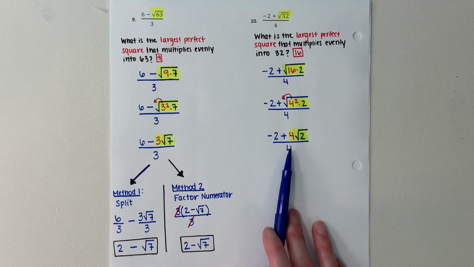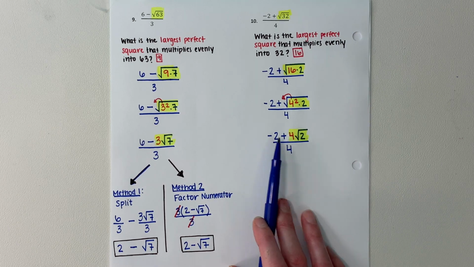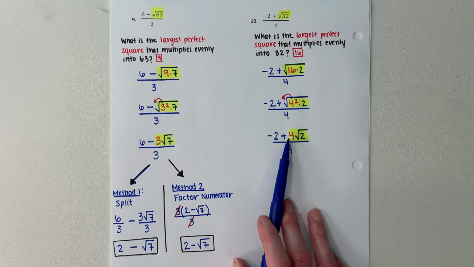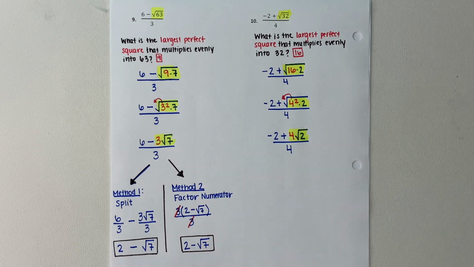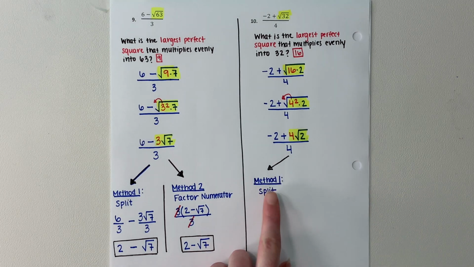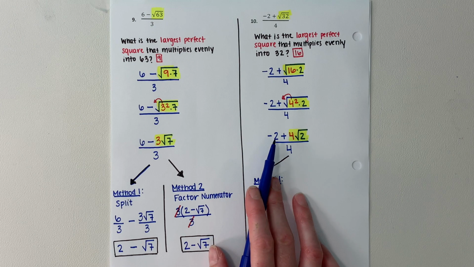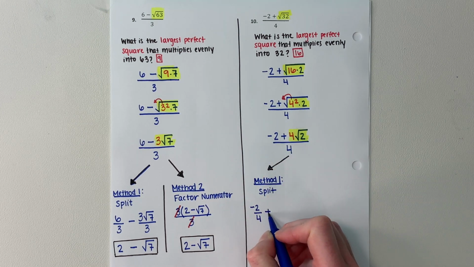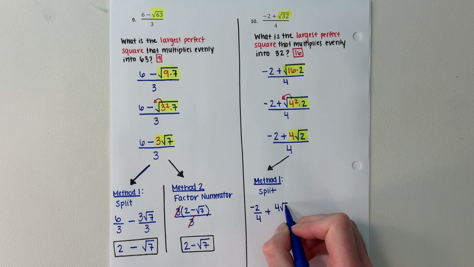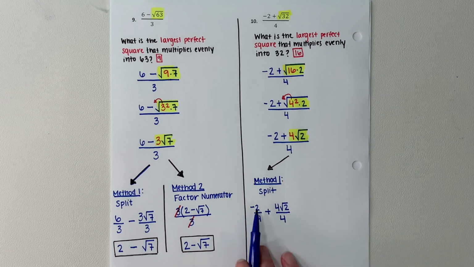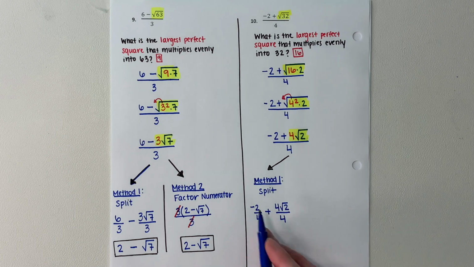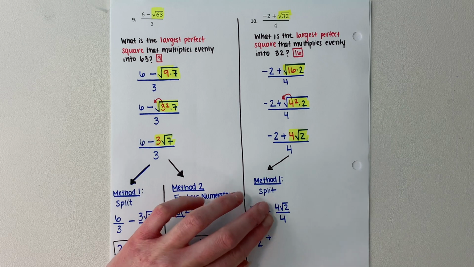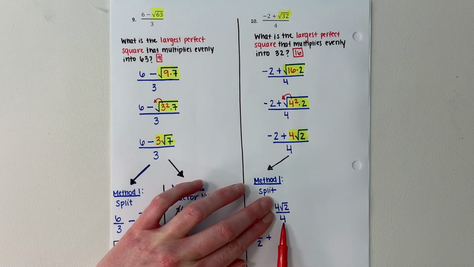Also, you cannot cancel these 4s. This is a term and this is a term, and you can't cancel terms or parts of terms. So this 4 is a part of a term. You can't cancel it. If we use method 1 here, that's where we split it. So we're going to split this and write it as -2 divided by 4. We put the plus sign in the middle, and then 4 square root of 2 over 4. Then we simplify each of these quantities separately. -2/4 reduces to -1/2, and if we examine this quantity here, 4 divided by 4 gives us 1.